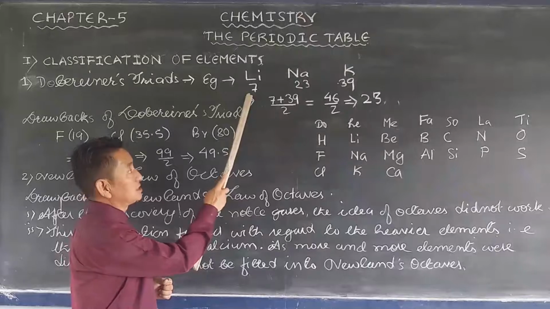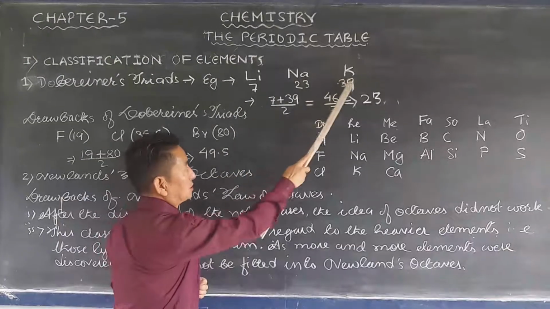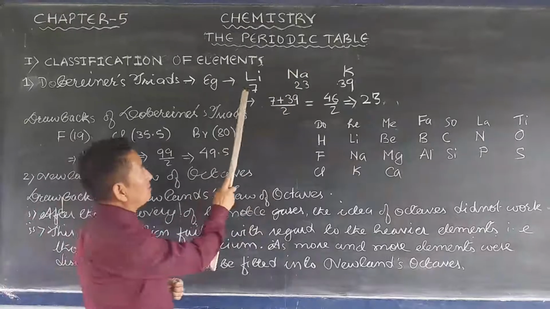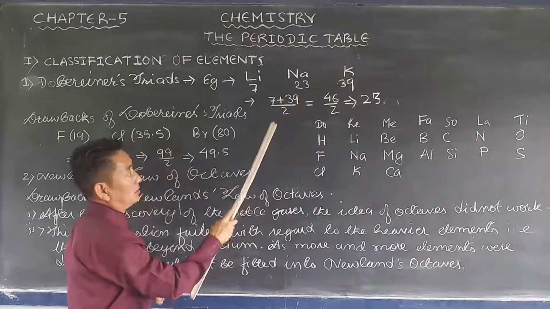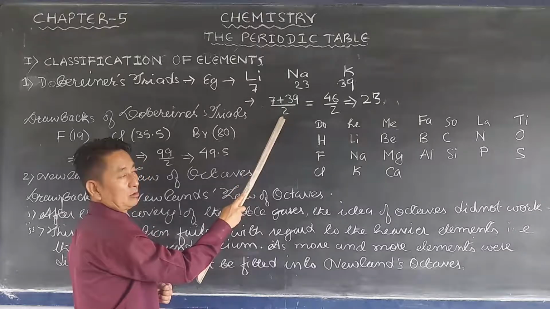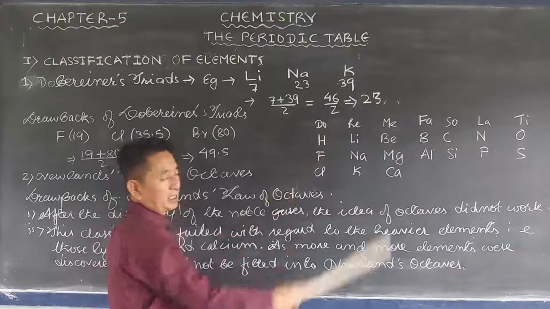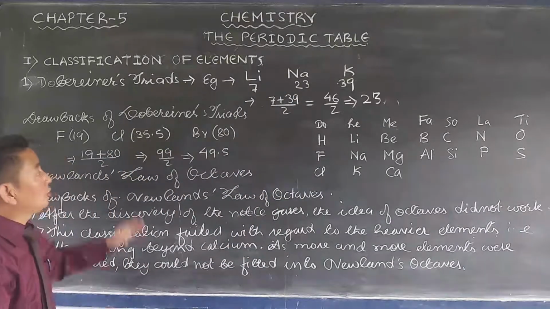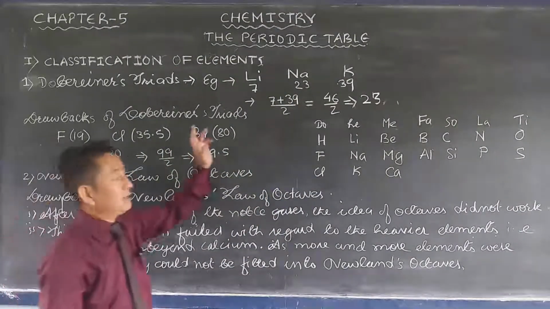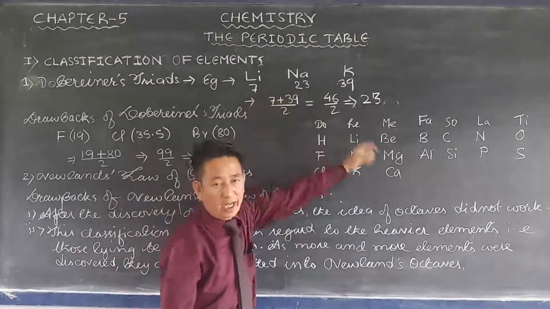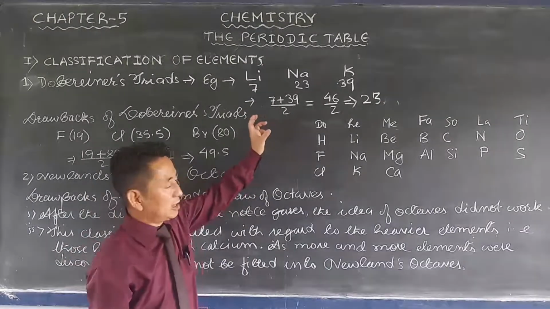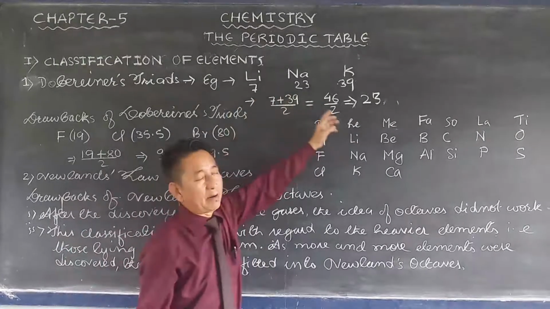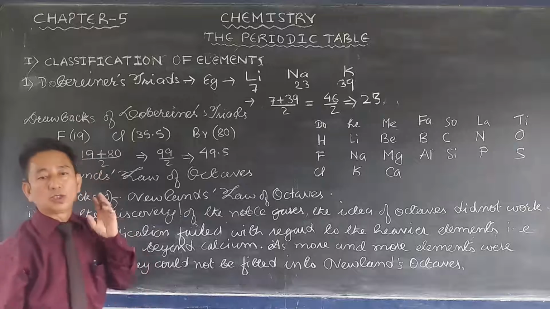Lithium atomic mass is 7, sodium is 23, potassium is 39. Here the middle element is sodium. Now the average atomic mass of lithium and potassium: 7 plus 39 over 2, 46 over 2, is 23. 23 is the atomic mass of sodium. So Dobereiner's triad states that when elements are arranged in groups of 3, the atomic mass of the middle element is approximately equal to the average of the atomic masses of the other 2 elements.